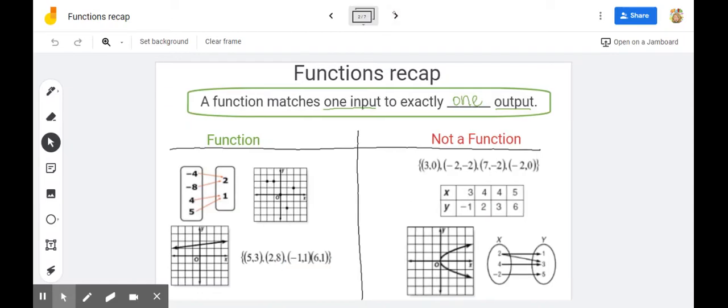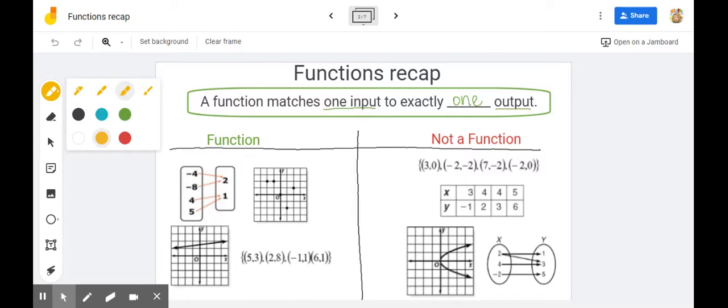So what we're going to talk about is first, to be a function, one input must match exactly one output. That is what a functional relationship looks like, a one-to-one. So notice in the bottom here, I've given you a couple of examples of a function and things that are not functions. So I want to focus my attention on the parts that are not functions.